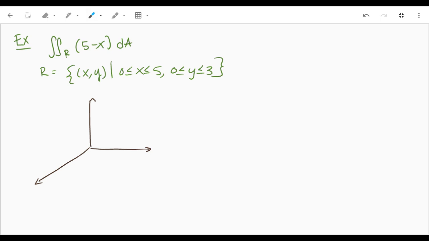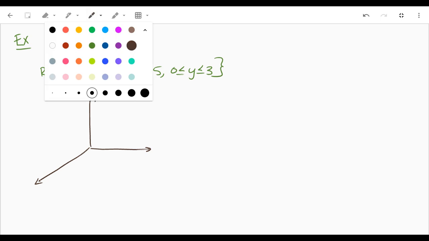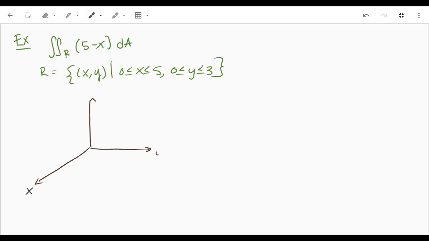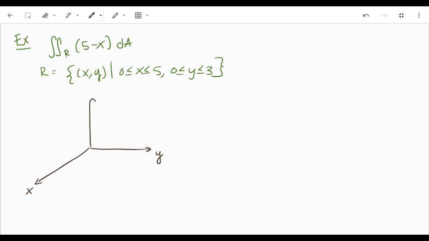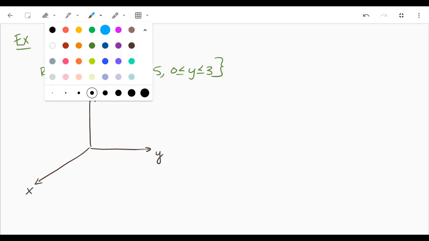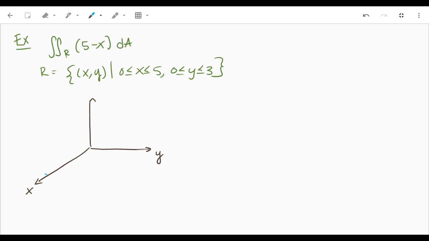So x goes from 0 to 5. Okay, so x from 0 to 5. And y goes from 0 to 3. So this would be our base. Okay, and then this function gives us the height.